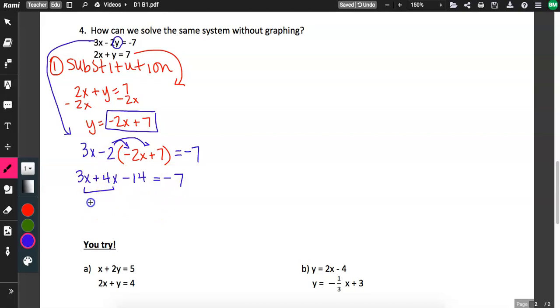Combine like terms: 7x minus 14 equals negative 7. And then just solve for x. 7x equals 7 because I added 14, and x equals 1 after you divide.